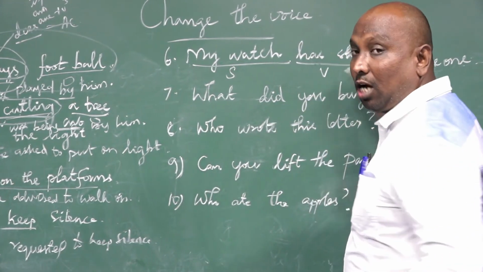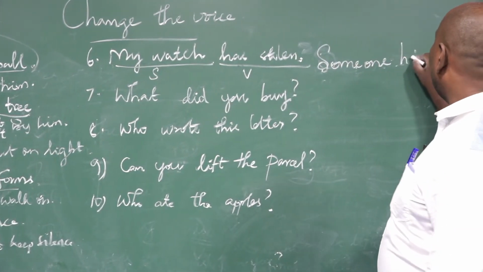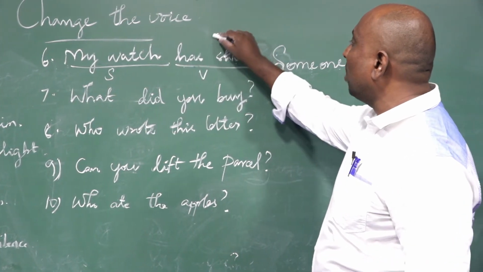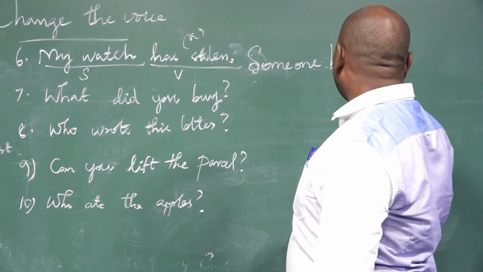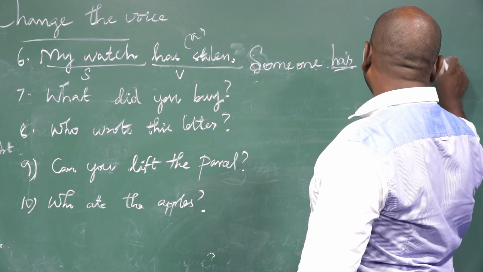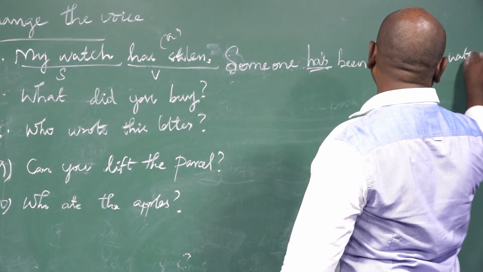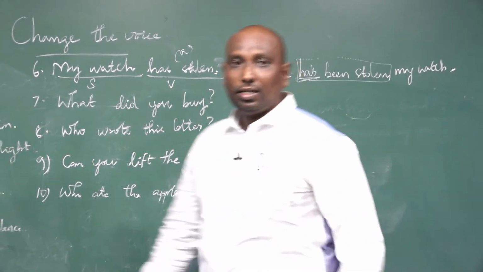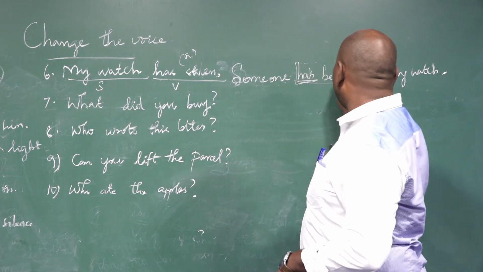When the doer of the action is unknown, we have to write someone. Someone as plus verb third form, it is active voice. What is required for the passive? Has been or have been. So we have to write has been stolen, my watch. What is the three forms of steal? Steal, stole, stolen. Someone has been stolen my watch.